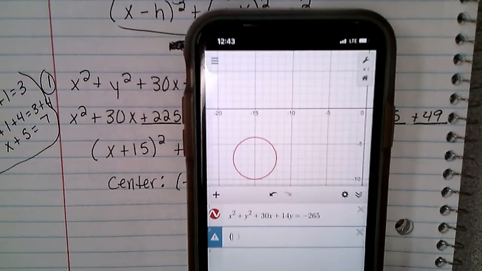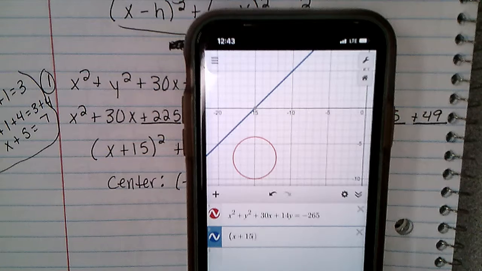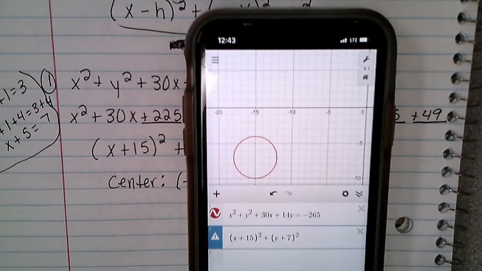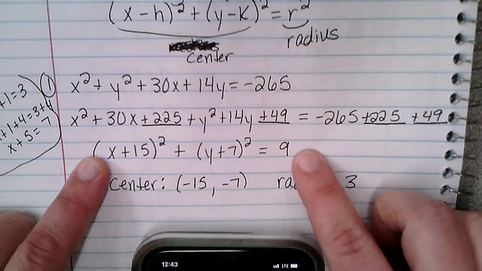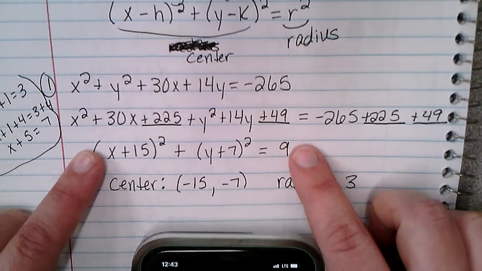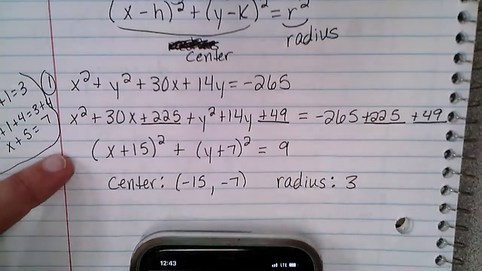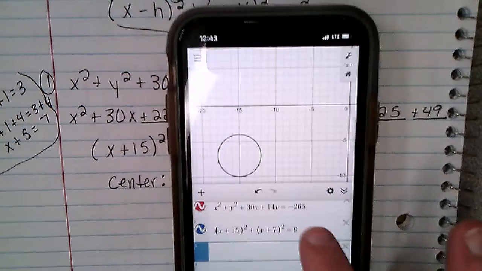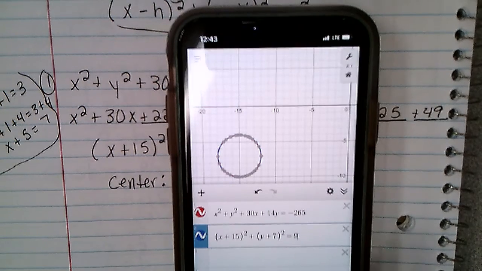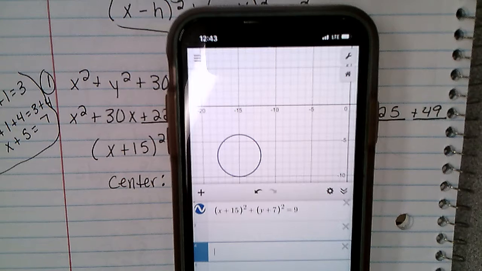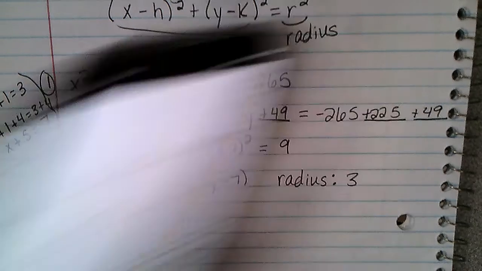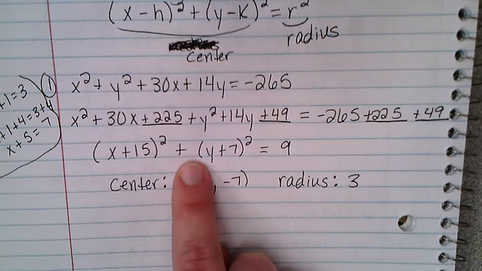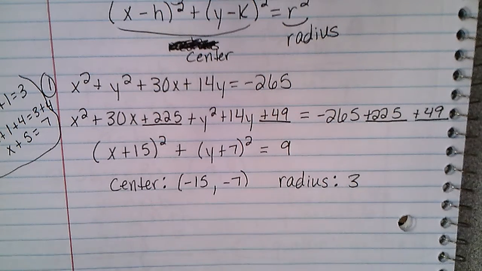So now what I'm going to do is type in x plus 15 squared plus y plus 7 squared equals 9. And that's just my converted equation in standard form. So original, then converted, and it graphs over the exact same. They completely overlap. So they are the exact same equation. They make the exact same circle. When I look at the first equation, I couldn't tell what the center and the radius was. When I look at the standard form, I can, and then you complete the square to find out.